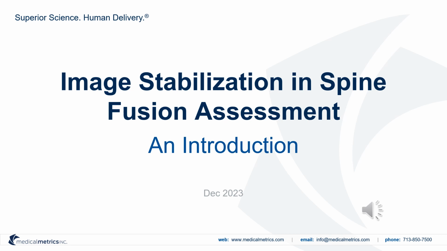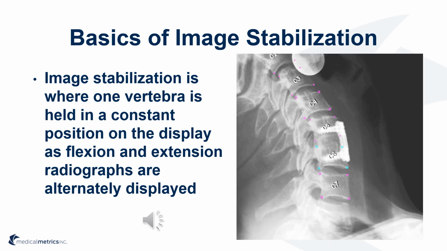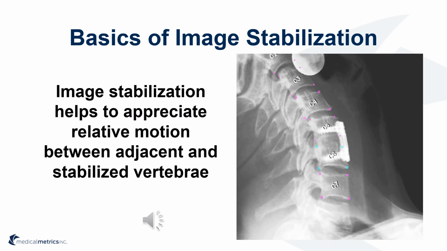Thank you for the opportunity to explain how image stabilization can be used to help diagnose pseudoarthrosis. Image stabilization is where one vertebra is held in a constant position on the display as flexion and extension radiographs are alternately displayed. Image stabilization helps to appreciate relative motion between adjacent and stabilized vertebrae.